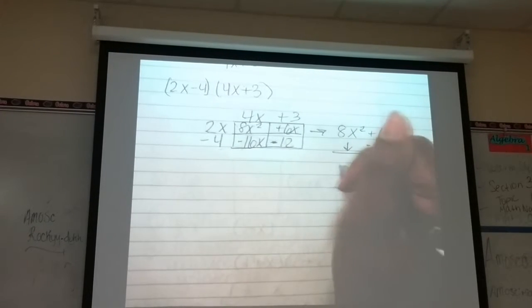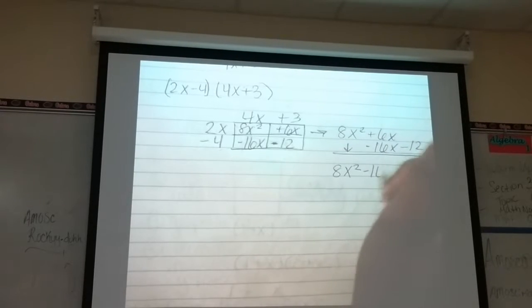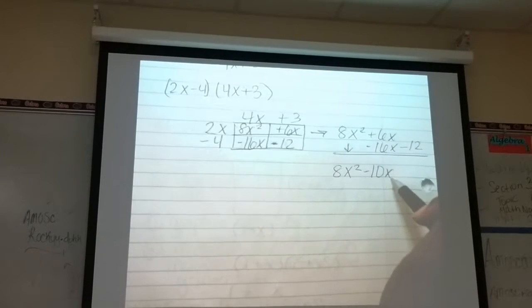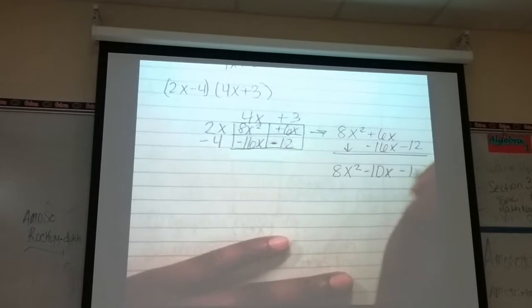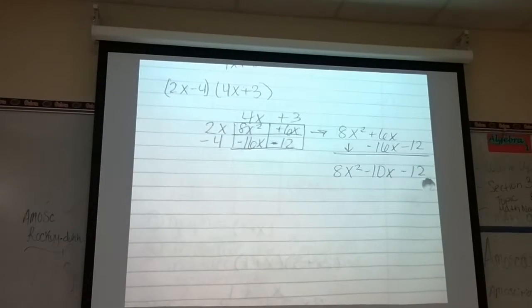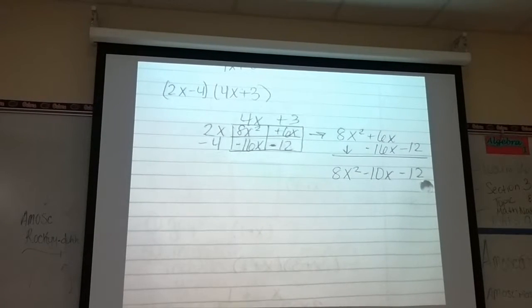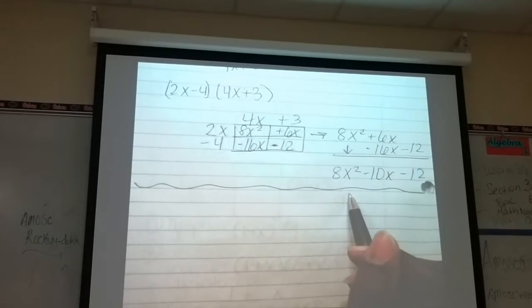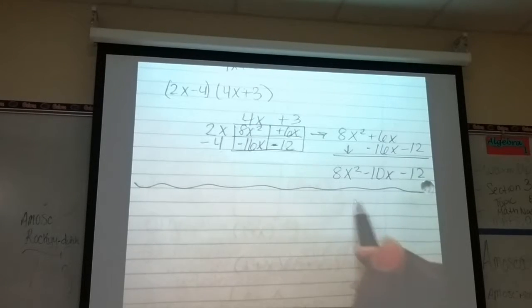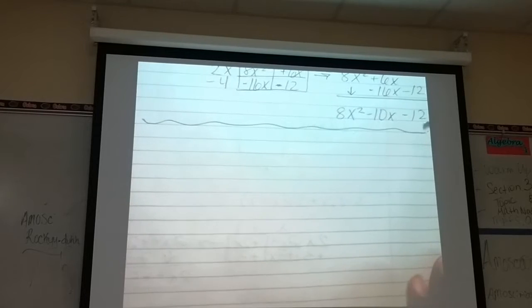You combine all like terms. 6x minus 16x is a negative 10x. Make sure you know how to add and subtract negative numbers. And then you bring down a negative 12. And that's it. That'll be your final answer.